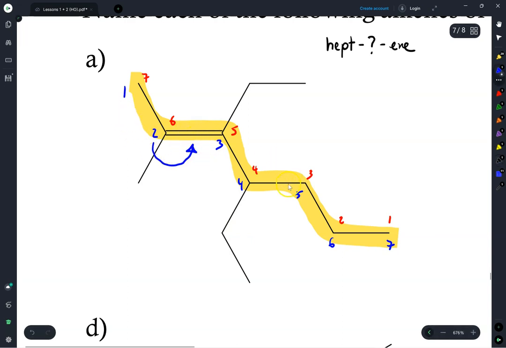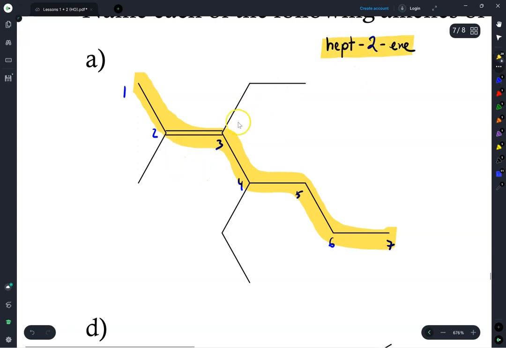So if you choose left to right, the multiple bond gets an address number of 2, but if you chose to go right to left, you get an address number of 5 for the multiple bond. Obviously 2 is better than 5, so we're going to count from left to right and give the double bond an address number of 2. So that would be hept-2-ene as our parent chain.